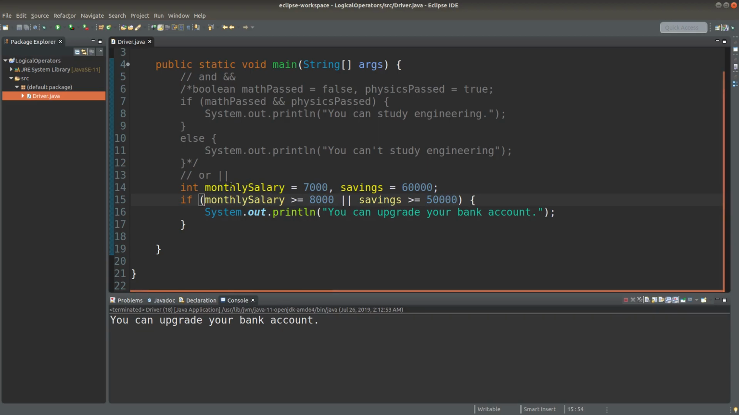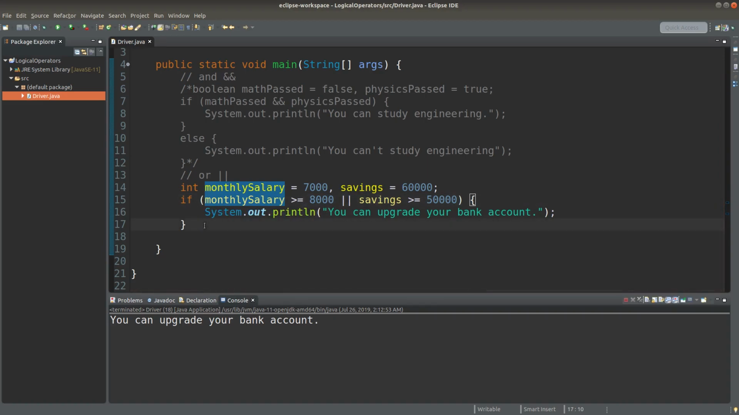Even though my salary is less than the requirement, I can still upgrade my bank account because my savings is already larger than the requirement. I have $60,000 in my savings account, and the upgrading requirement is that a savings account has at least $50,000. So even though the first condition fails, when I use the OR condition, I can still print out this statement because the second part of the OR statement is satisfied.